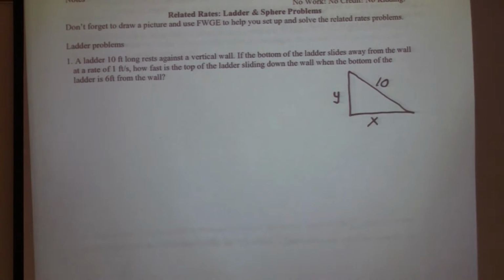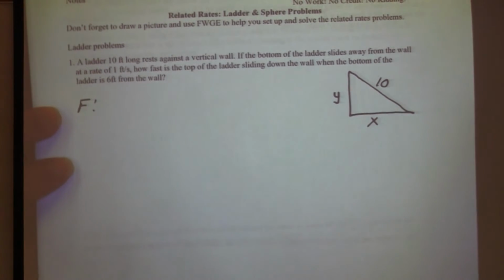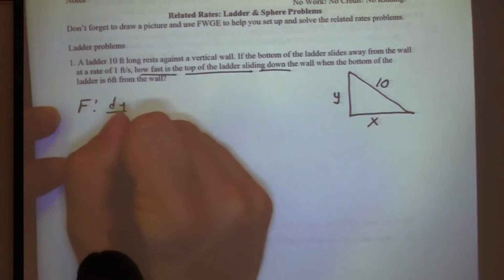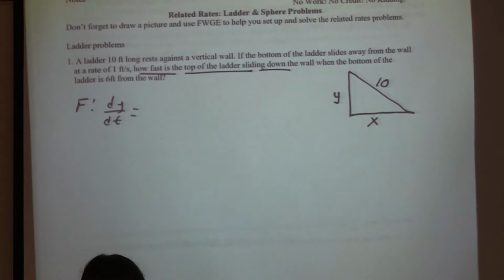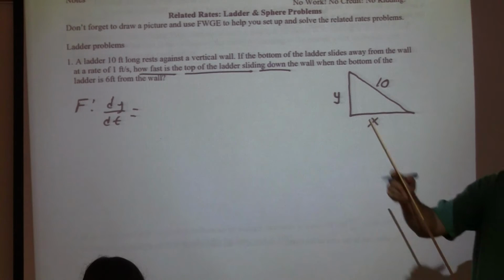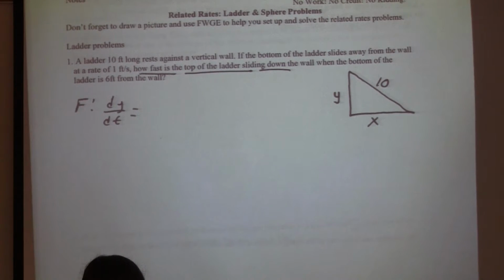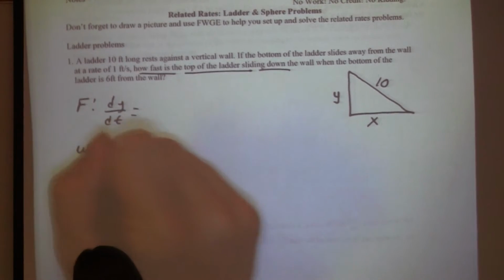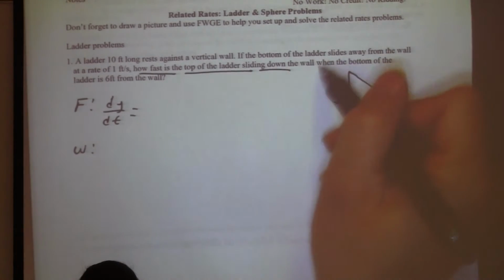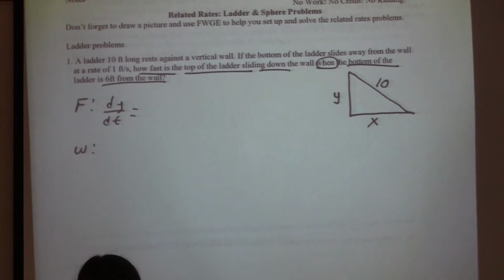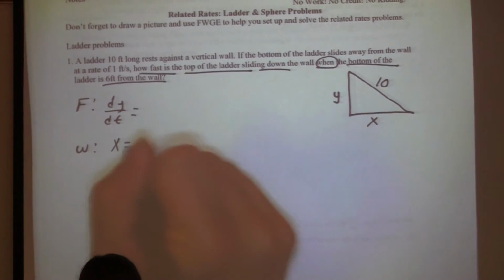What are we trying to find? How fast is the top of the ladder sliding down? So we're looking for dy/dt. Should that be a positive number or a negative number? Negative. Why negative? Because it's sliding down, so that distance is decreasing, right? Okay, at some rate. Find when? When the bottom of the ladder is 6 feet from the wall, so what represents that? X. X equals 6 feet.